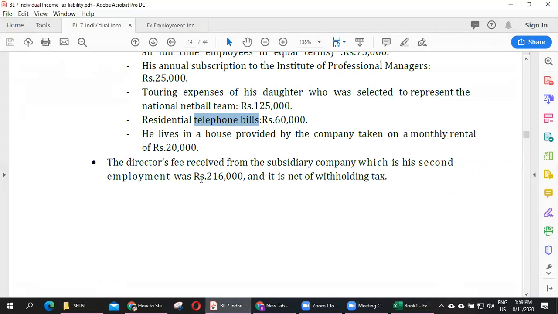And he lives in a house provided by the company, taken on a monthly rent of 20,000. Here, is it a rated area or unrated area? The information is not given. Is such information necessary or not for this computation? Is rated or unrated area, or estate bungalow, needed or not?